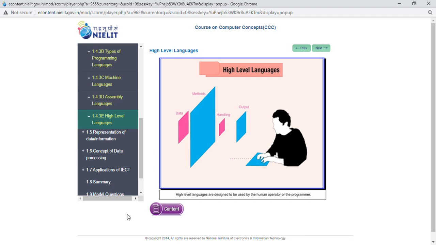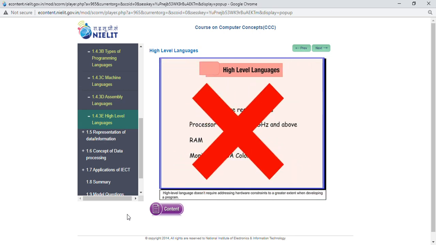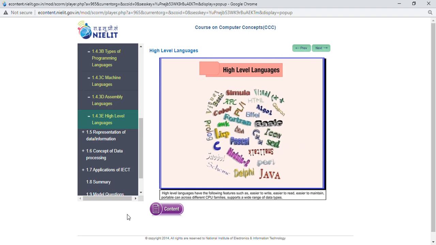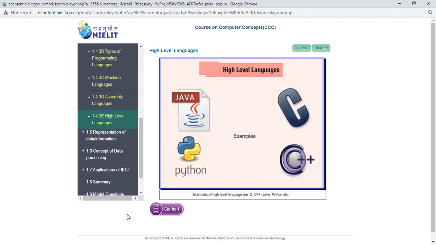High-level languages are designed to be used by the human operator or the programmer. High-level language does not require addressing hardware constraints to a greater extent when developing a program. High-level languages have the following features: easier to write, easier to read, easier to maintain, portable across different CPU families, supports a wide range of data types. Examples of high-level languages are C, C++, Java, Python, etc.